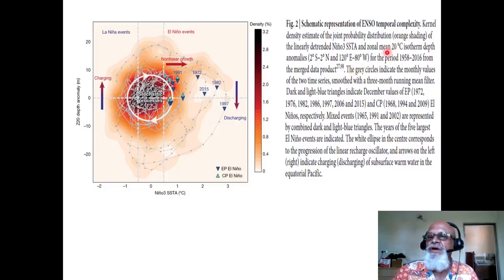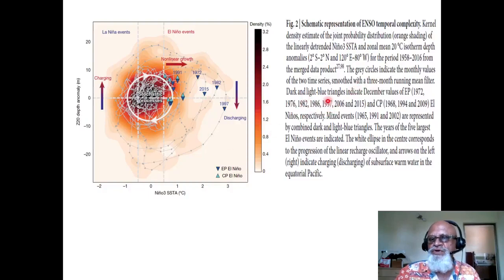Okay, so this is a kernel density estimate of the joint probability distribution in orange shading of the linearly detrended Nino 3 SSTA and zonal mean 20 degree isotherm depth anomaly over 2 south to 2 north, 120 east to 80 west, for the period 1958 to 2016 from the merged data product. The gray circles indicate monthly values of the two time series. You can see the gray circles here in the thin line. They are smoothed with a 3-month running mean filter to avoid a lot of variations.